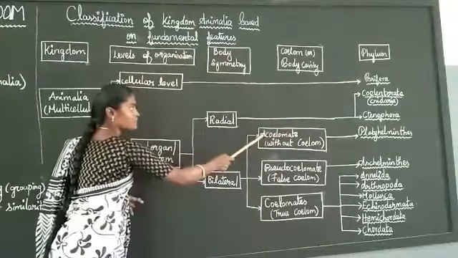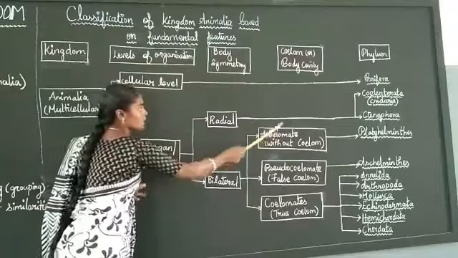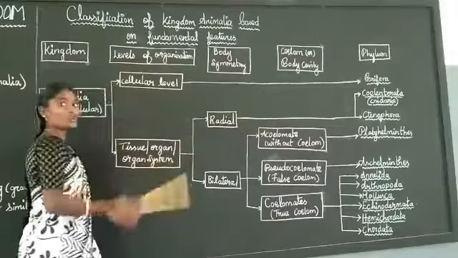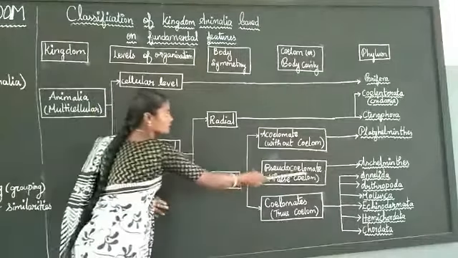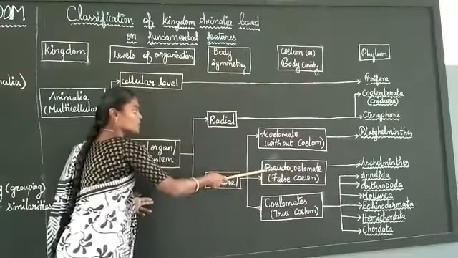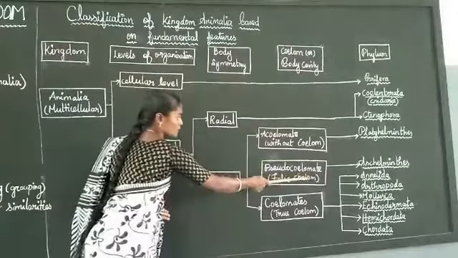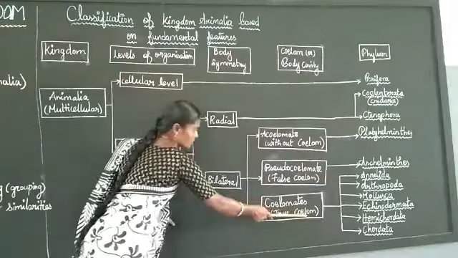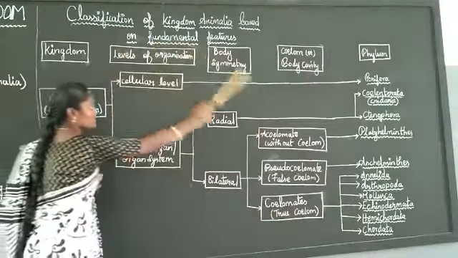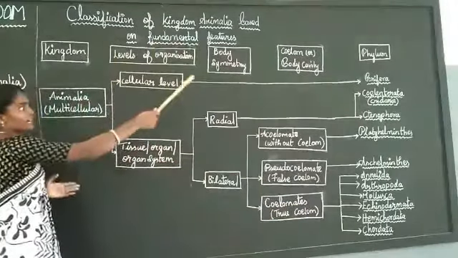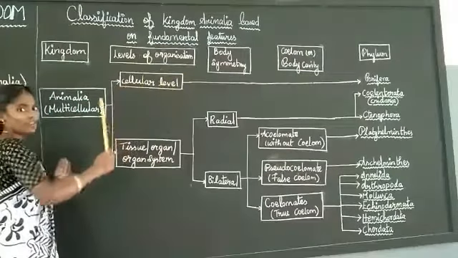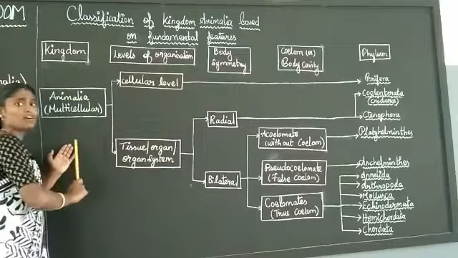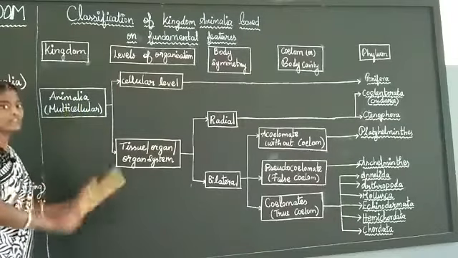Acoelomate, that is absence of coelom, without coelom, is included in this acoelomate. And coming to pseudocoelomate, false coelom. Pseudo means false, so false coelom. Then the third one, coelomate, it is a true coelom. Based on these things, the kingdom Animalia is classified into 11 phyla.